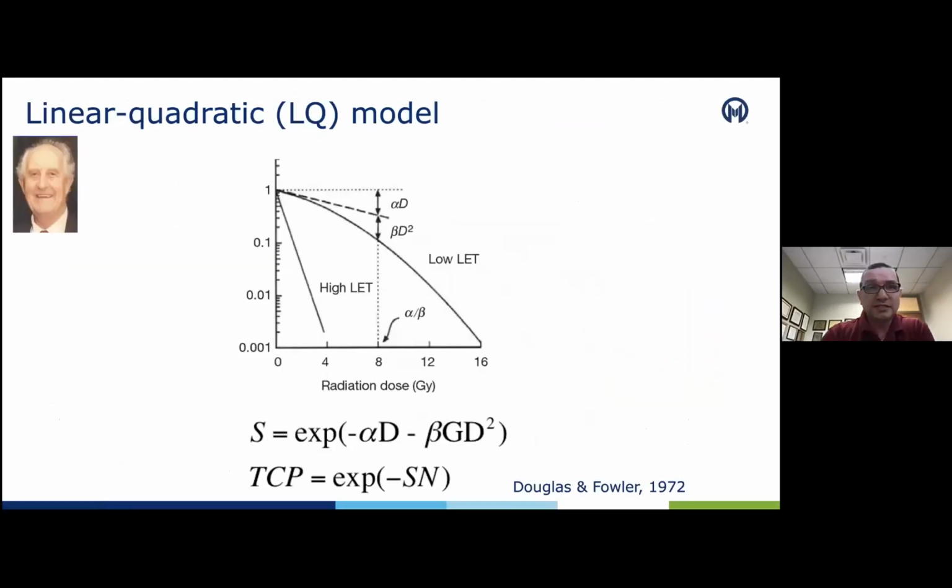So a little bit more about the linear quadratic models. Most of its current reincarnation is based on the work of Professor Fowler, which is pretty much described by two terms, the alpha term and the beta term. The alpha term represents a single hit, while the beta term represents the double hit effects, and it actually implies the repair capacity of the tumor, the tissue that is being irradiated.